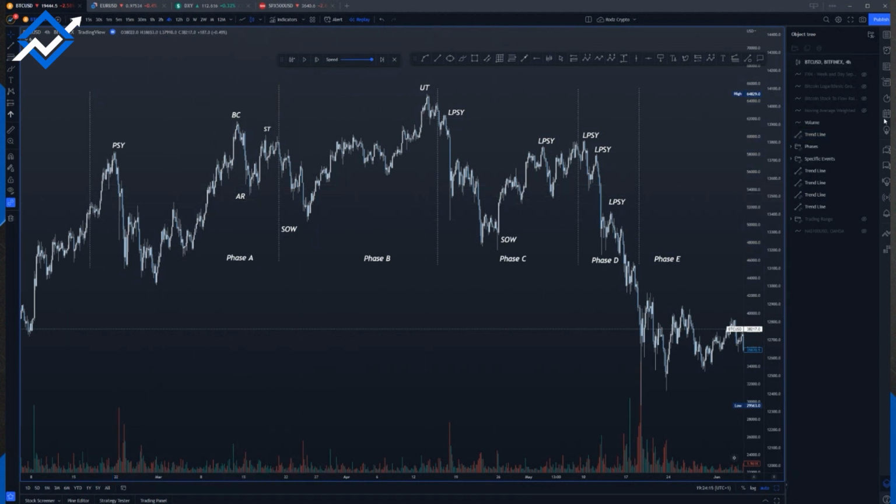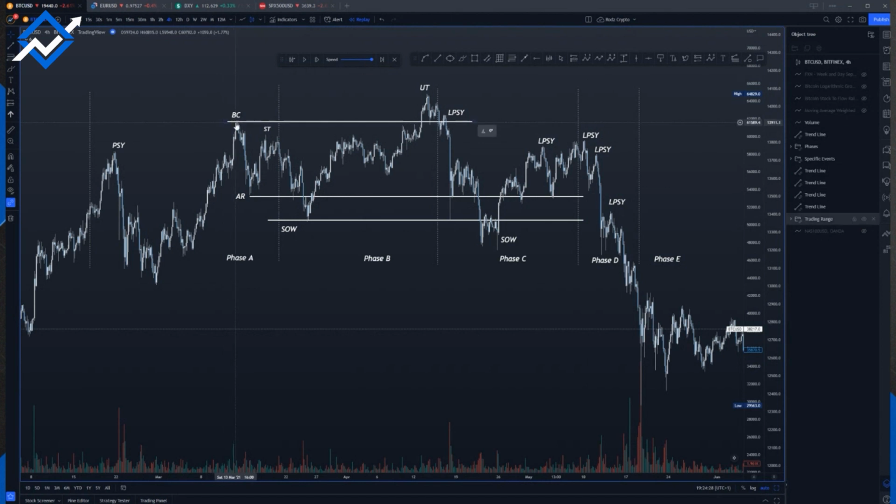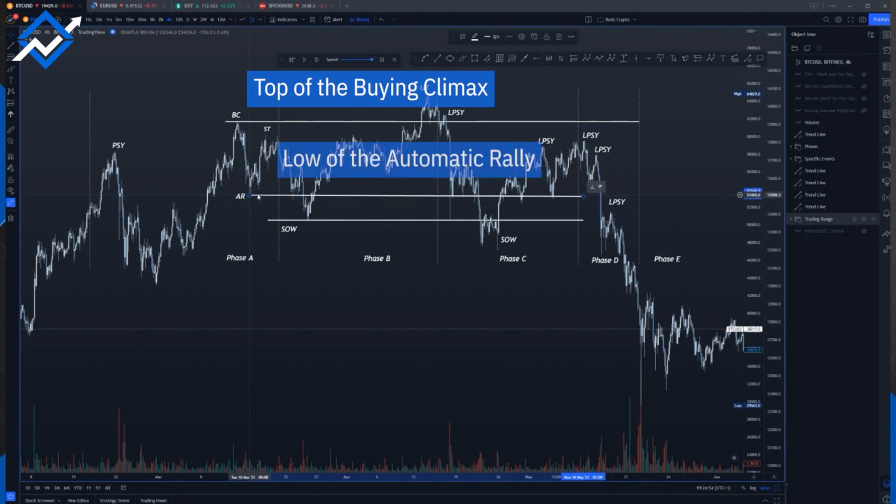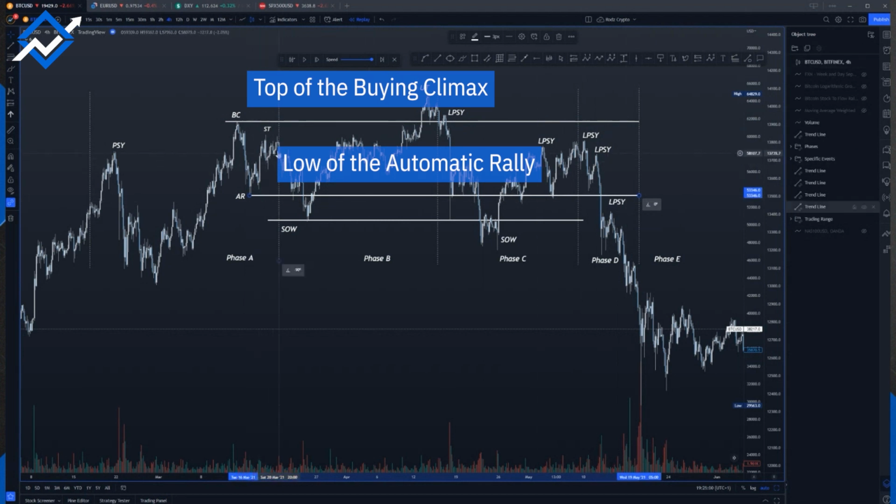So once we've identified those, we can start to identify the trading range. So the trading range is identified by initially marking off the top of the buying climax, which occurs here during phase A, and we mark that out across the entire schematic. Then the next trading range goes right on the low of the automatic rally, and that goes across the trading range like so. And already we can see how these act as both resistance and support.